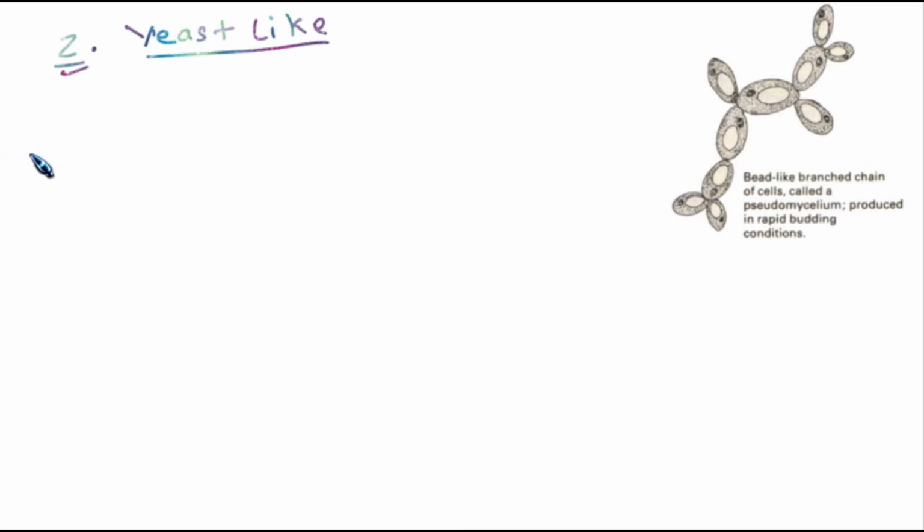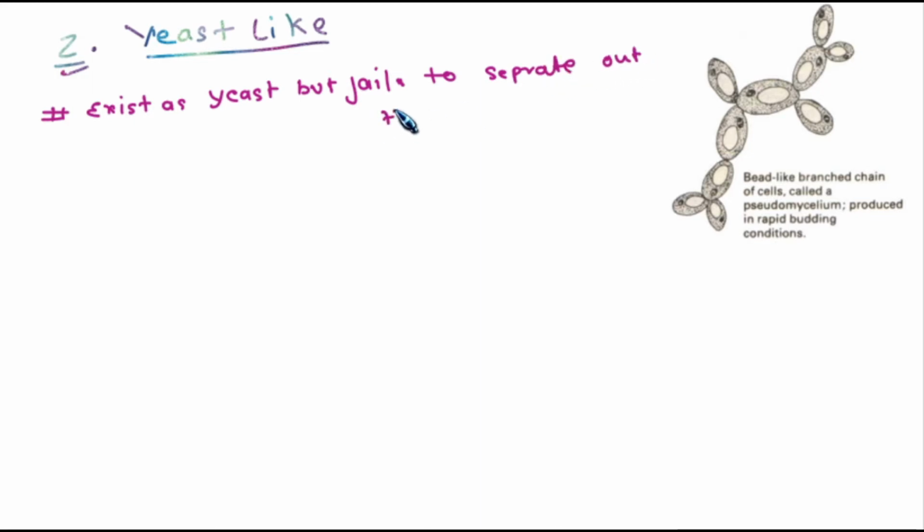Now let's move toward our second morphological classification type, that is yeast-like. They actually exist in a yeast form, but the problem is that they fail to separate out their daughter buds. Then they form a new type of structure, that is pseudohyphae. It is not a hypha, it is called pseudohyphae.